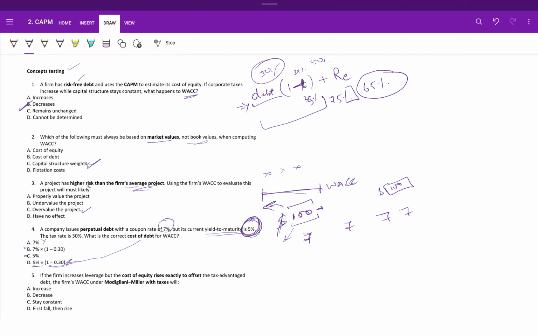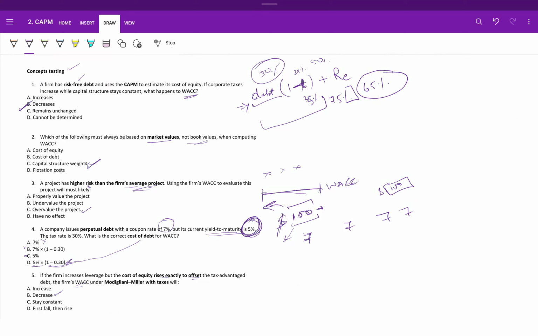So understand this thing. Debt actually helps us to lower the weighted average cost of capital, even if the cost of equity rises. And here in the question, if the cost of equity rises exactly to offset the tax advantage of debt, still the weighted average cost of capital is going to decrease, because the debt uses the tax shield, and the tax shield usually lowers the weighted average cost of capital even if the cost of equity is rising.